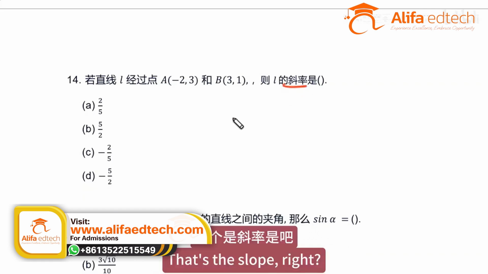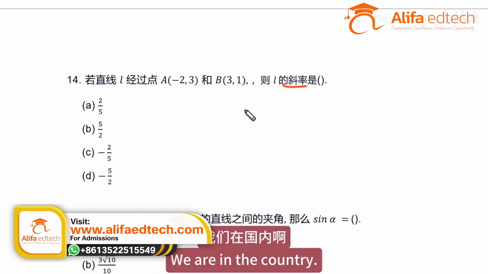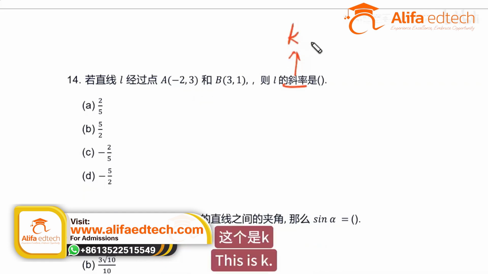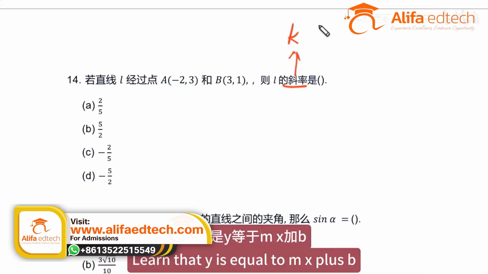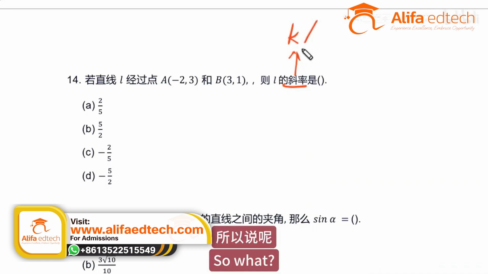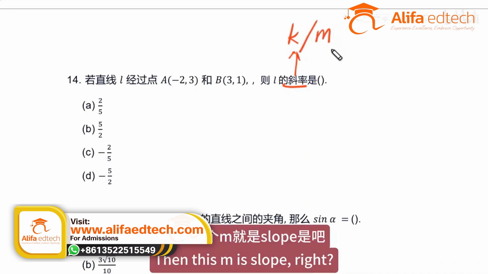That's the slope, right? In China, we usually write it as y equals kx plus b. Here, the slope we use is this k, but many students abroad learn it as y equals mx plus b or y equals mx plus c, right? So everyone uses m, and this m is the slope, correct?